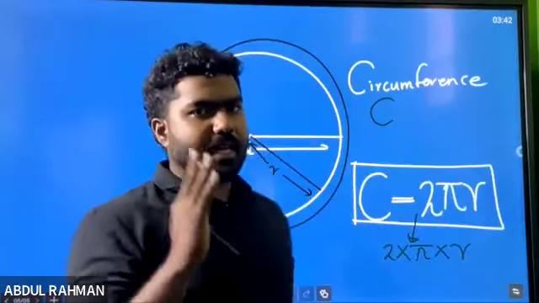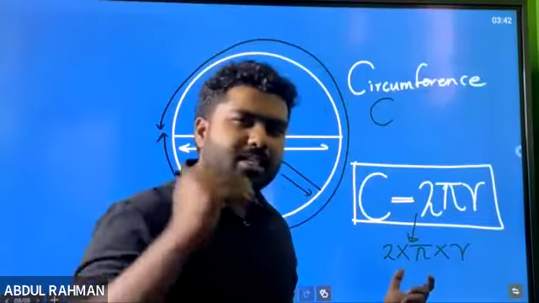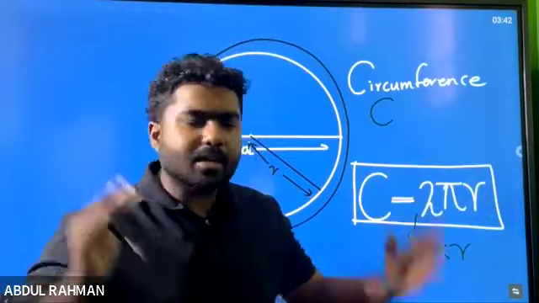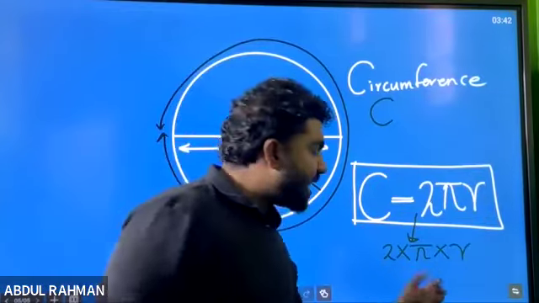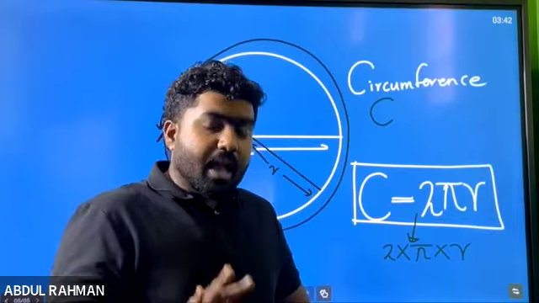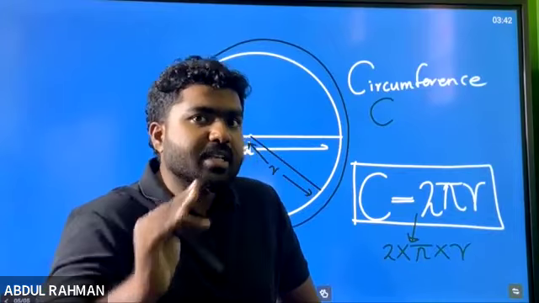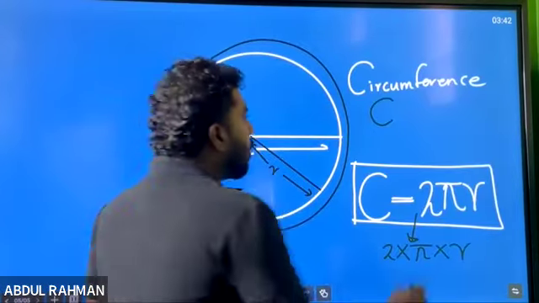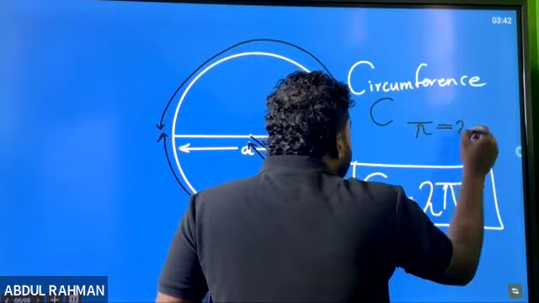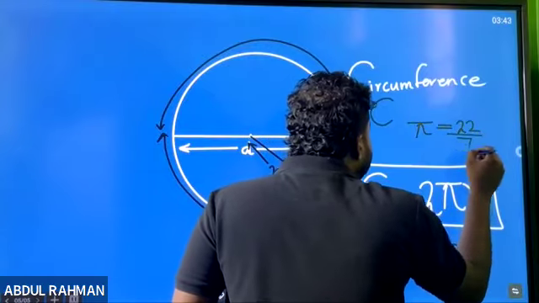I have three terms. What are the three terms? 2 is a constant number. No matter whether it's a huge circle, a small circle, or any circle, 2 is a number. Pi is a Greek letter, and pi has a fixed value. What is that fixed value? Always remember, pi is equal to 22 over 7.